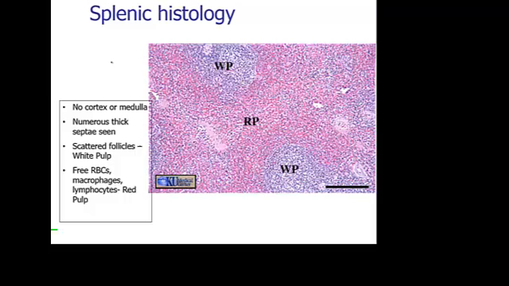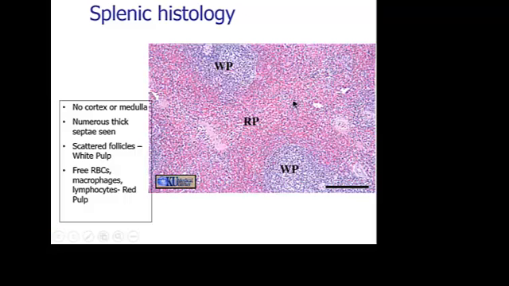Instead you see a red and blue appearance. What you see is a lot of lymphocytes bunched up together to form round nodules or follicles. You can see one follicle here, another one here. This follicle has a special name in the spleen. It's called white pulp. So these are scattered. It's called white pulp since it's made up of white blood cells, okay? So this is white pulp.